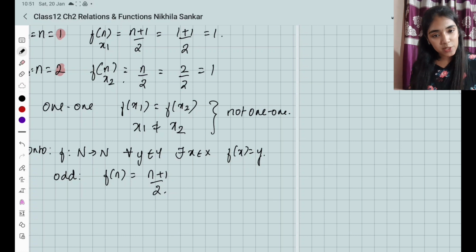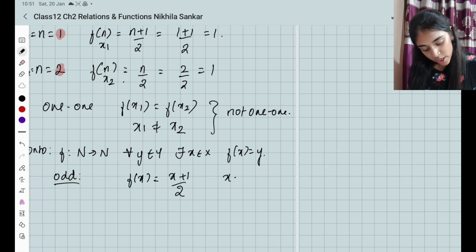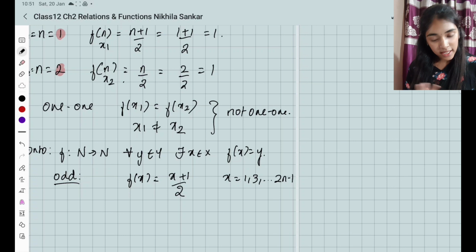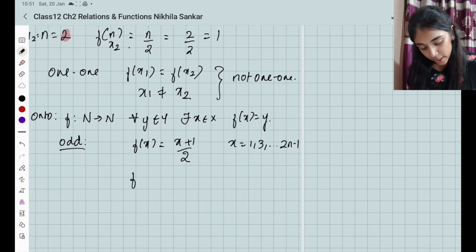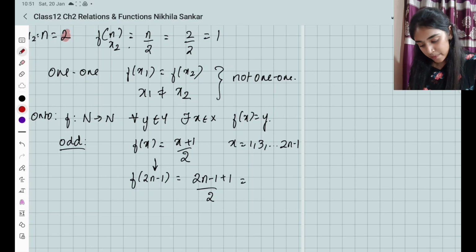Here, what are the n values going to be? You're going to take an odd number. Okay, let me take x itself. So you have f of x equals (x plus 1) divided by 2, where x is going to be all odd numbers, 1, 3, and so on, until 2n minus 1. 2n minus 1 is going to be an odd number. So if I substitute this, I have f of 2n minus 1. Whenever I substitute an odd number, you are going to have (2n minus 1 plus 1) divided by 2. This cancels, and I have 2n divided by 2, which is going to be n.